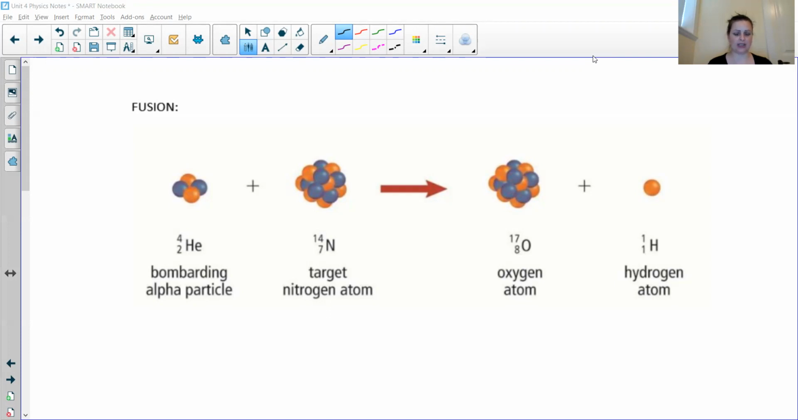So the first one to talk about is fusion. It's used in modern nuclear weapons. It needs heat and pressure from a fission explosion first to fuel it. And what it involves is two lightweight particles. So here we have our lightweight particles.